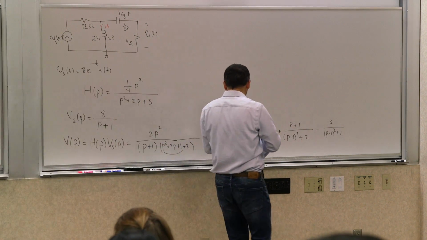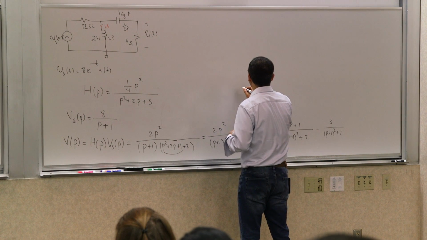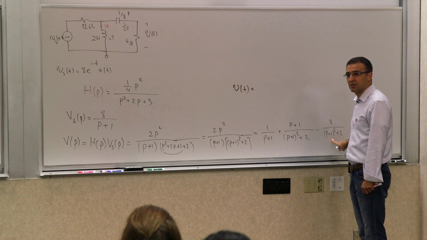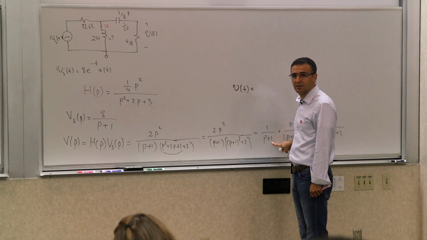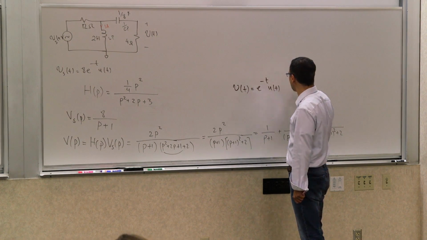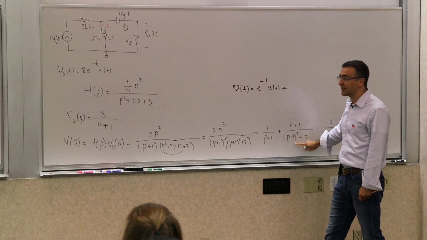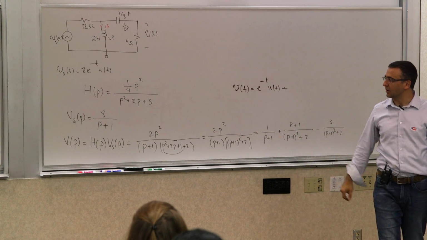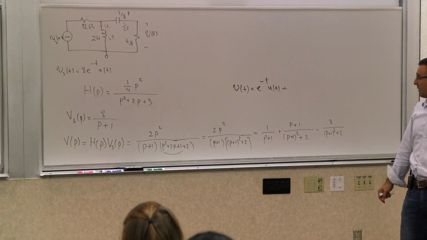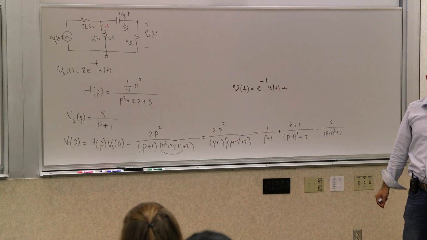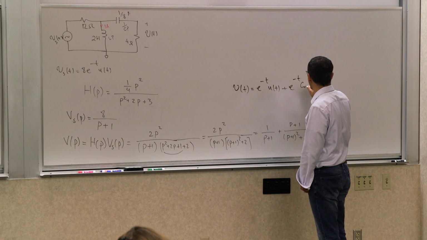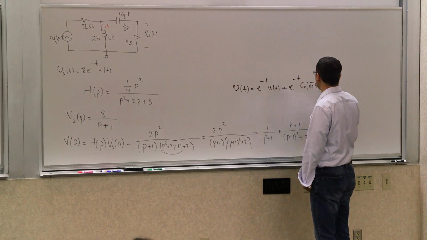Now, what is the response? We haven't calculated that. The response, v of t, is the response associated with these three terms. The first term gives me what? E to the negative t u of t. Look at the catalog. Plus the second part, what does this one give me? Look at the catalog. It's the second to last term, with sigma of 1 and omega of square root of 2. So it gives me e to the negative t cosine of square root of 2 t u of t.